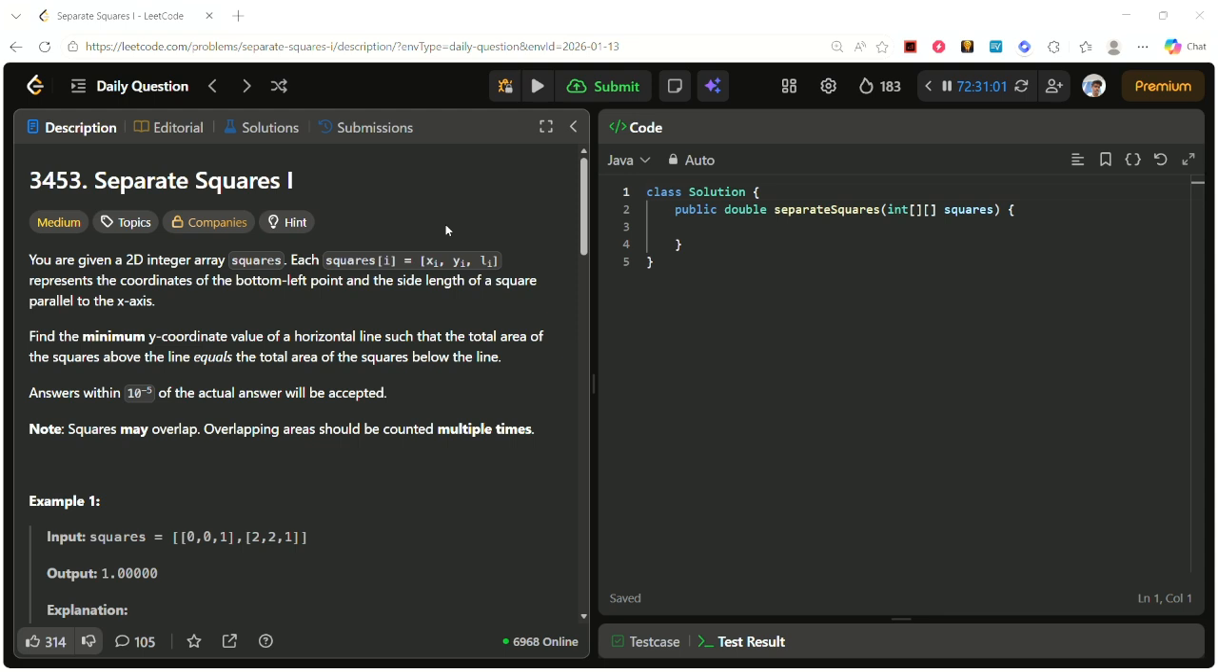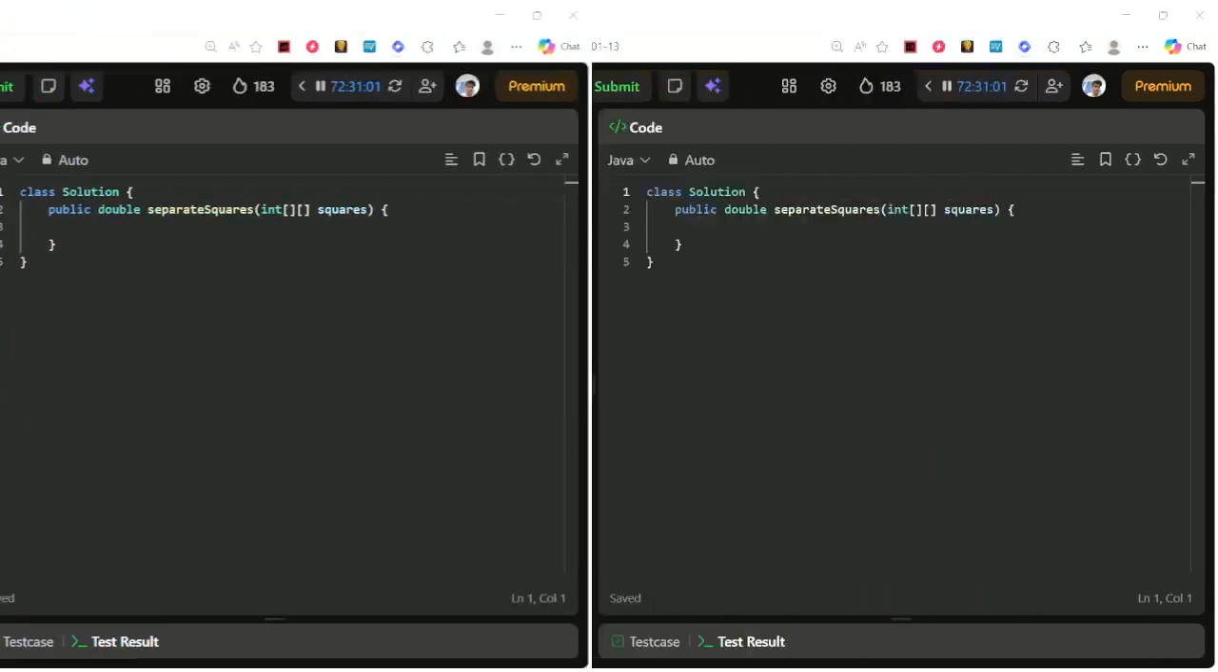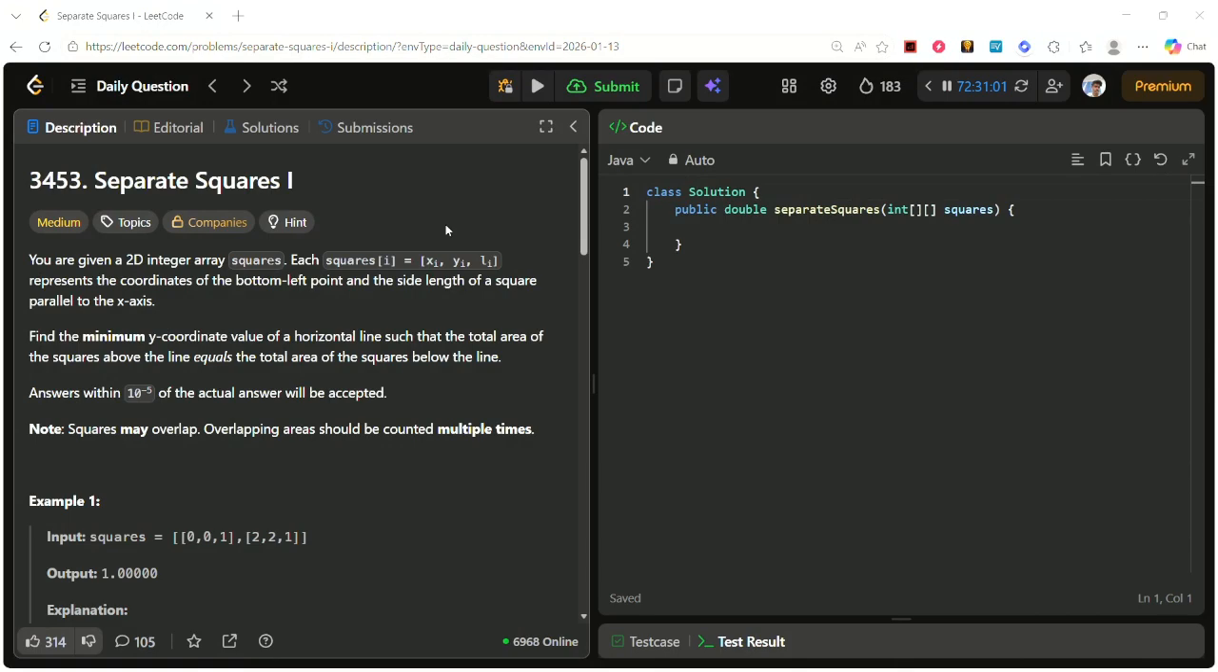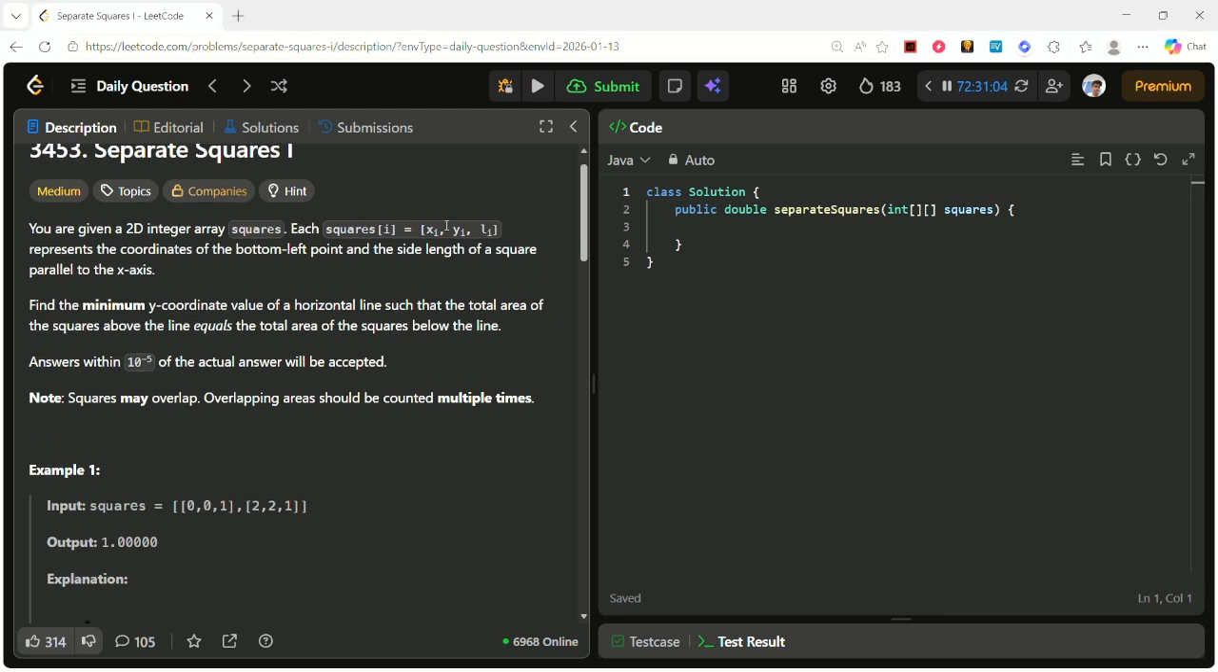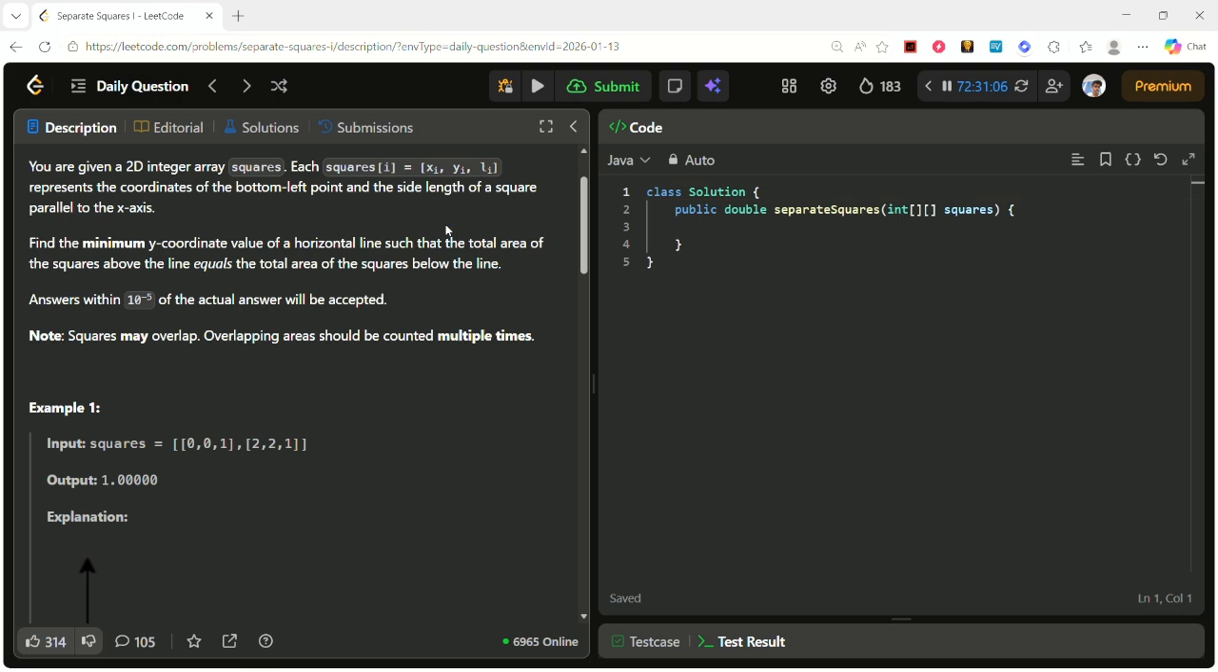Find the minimum y coordinate value of a horizontal line such that the total area of the squares above the line equals the total area of the squares below the line. Answers within 10 raised to the power minus 5 of the actual answer will be accepted.